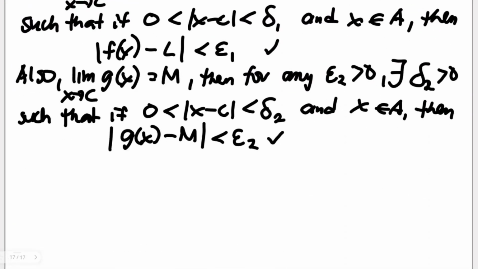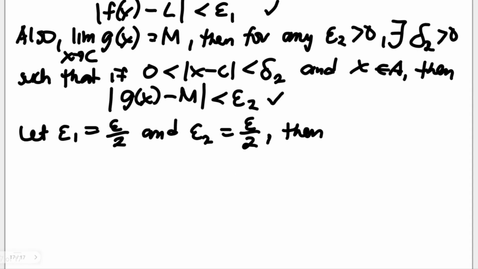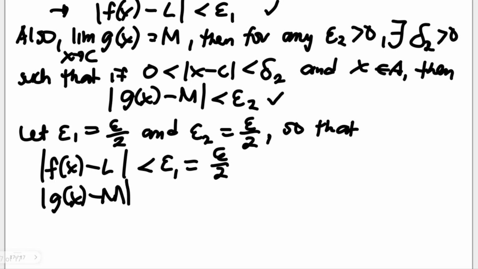So from this, let us let epsilon sub 1 be epsilon over 2 and epsilon sub 2 also be epsilon over 2. Then, this form here, the absolute value of the difference of f of x and L, which is supposedly epsilon sub 1, is now less than epsilon over 2. And of course, the same thing goes with this, less than epsilon sub 2, now assumed as epsilon over 2 as well.